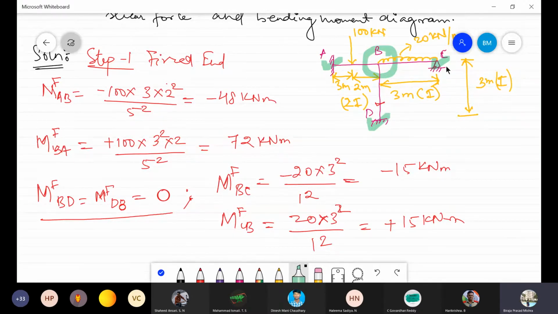Okay, so for fixed ends, what will be the distribution factor? For fixed ends, 0. Sir, C is free end, no, sir. C is simply supported, no, sir. Yes.